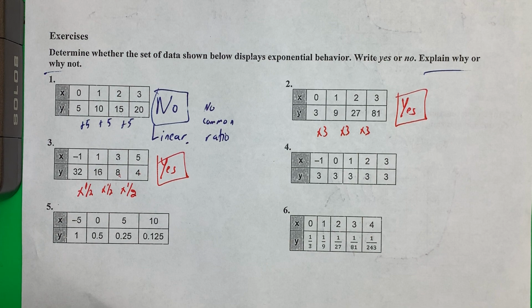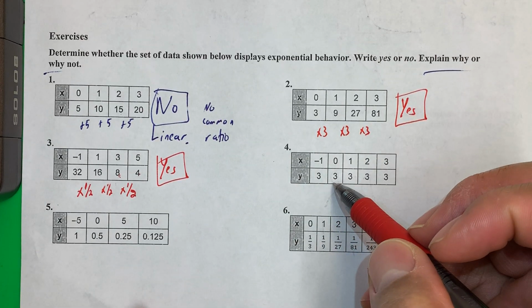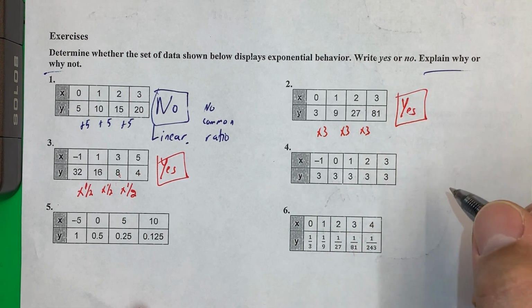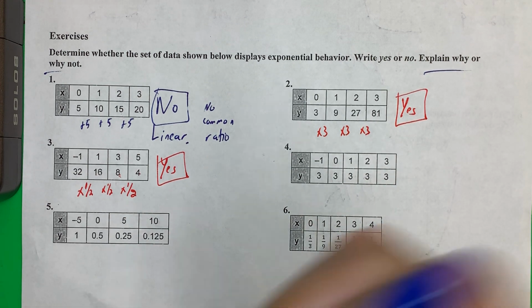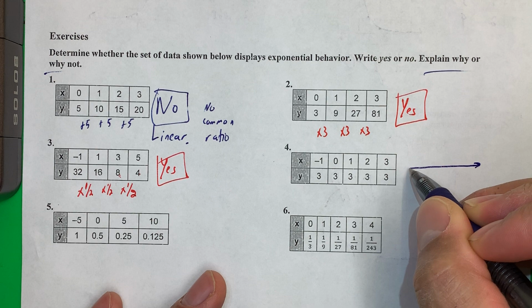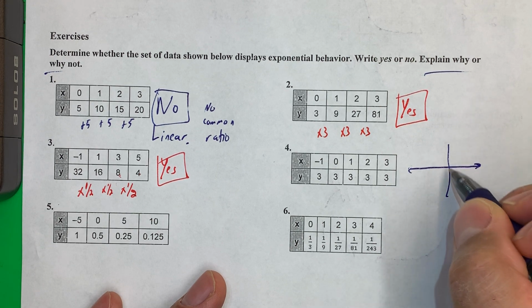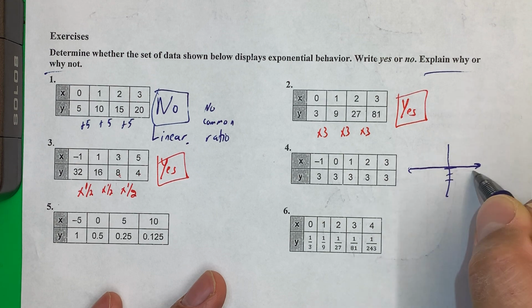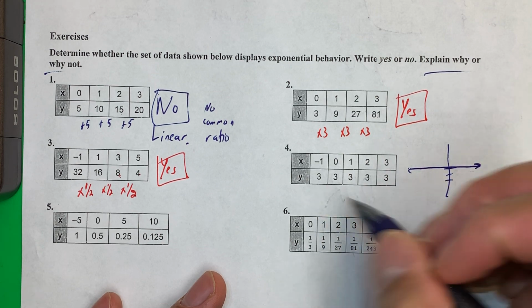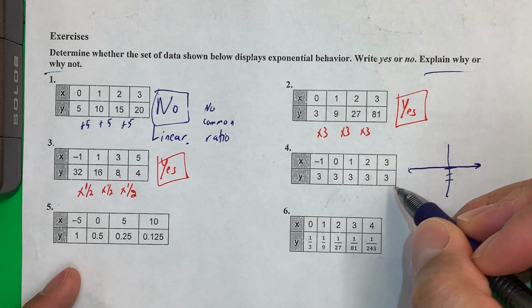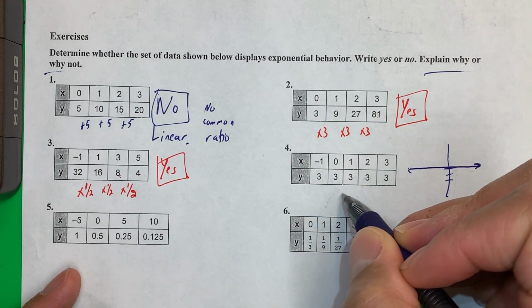Now, 4 is tricky, okay? Because look at the y values. How do I get from 3 to 3, 3 to 3, 3 to 3? The 3 is all the same. Now, if we think about this, if you could picture this graph, this is going to be a horizontal line because the y values, if this is my y-axis, 1, 2, 3, that's what we're looking at. We're looking at a horizontal line that goes through 3. So is this exponential? No, it's not. It's not exponential because it forms a horizontal line, okay?